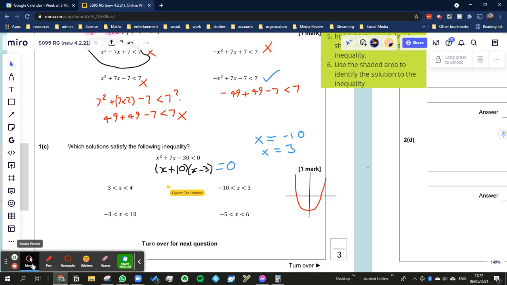Right, so we're trying to solve this inequality. We're trying to solve this inequality: x squared plus 7x minus 30 is less than 0.